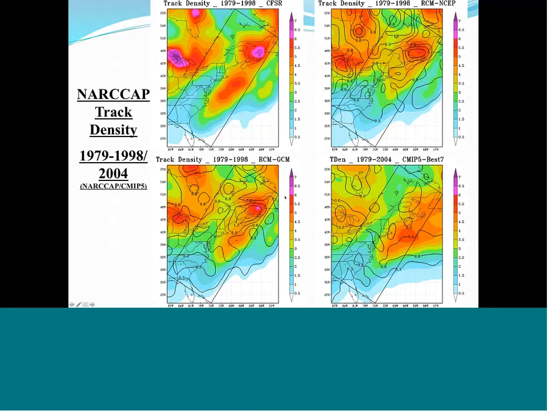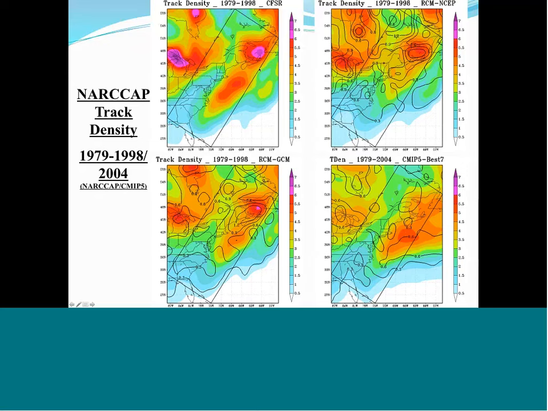Looking at the NARCAP, just giving you a taste of what this system predicted here in a historical period. The upper left is the CFSR again, just focusing in this black boxed region. And then the upper right is the NARCAP mean of several members forced with the NCEP reanalysis, and the lower left is forced with the GCMs in the historical period.